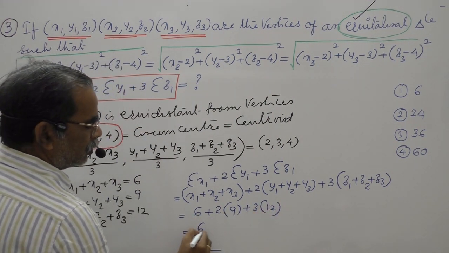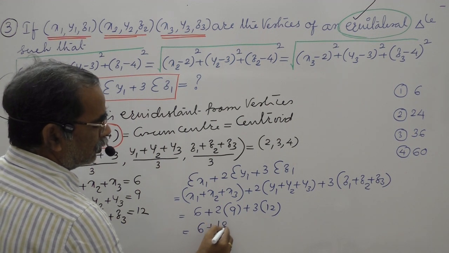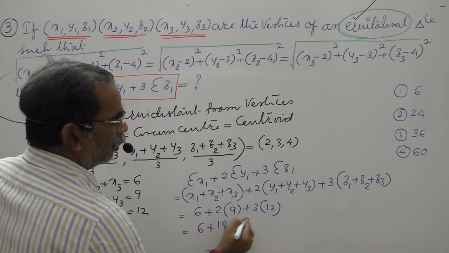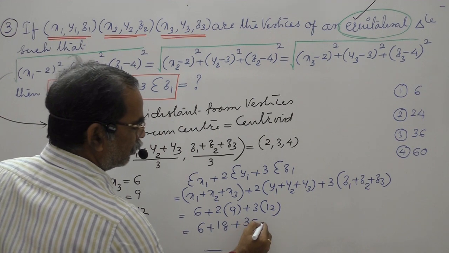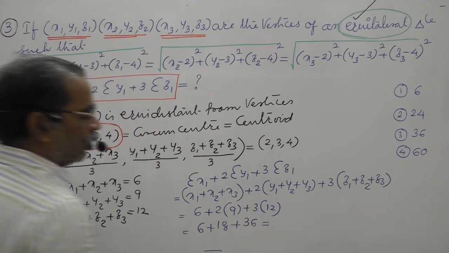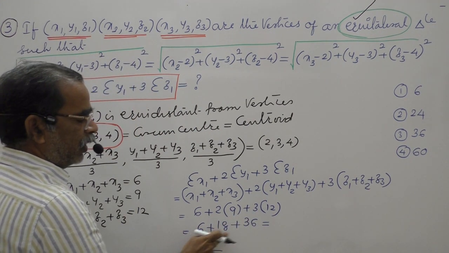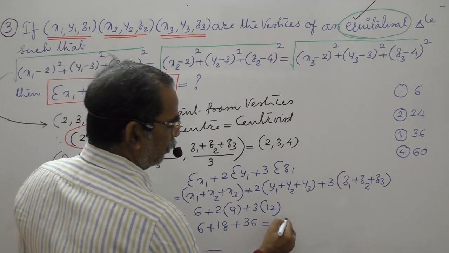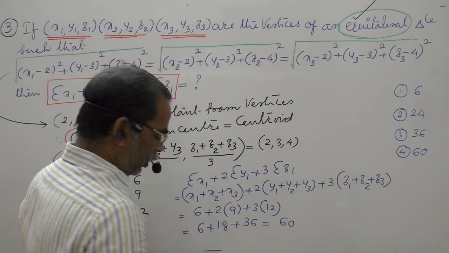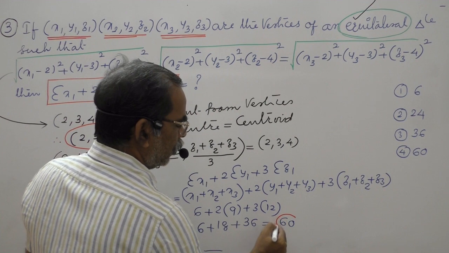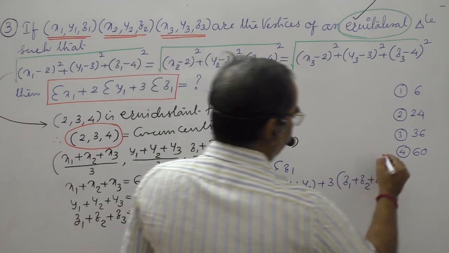What is this? 6 plus 18, 24, 54, 60. Therefore the answer is what? 60. Therefore which option? 4th option.